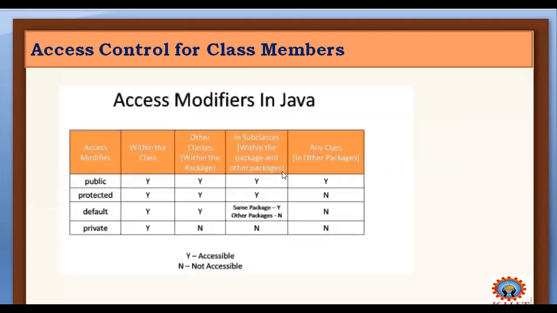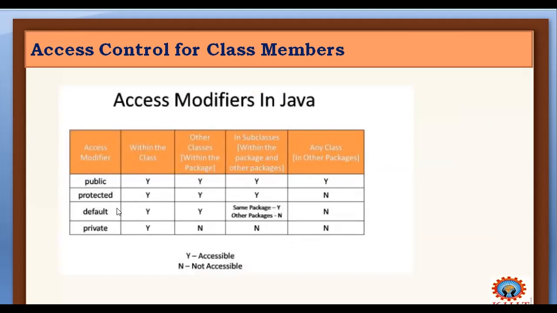Okay, see here, with the help of this diagram, I'm trying to show which class can be accessed. So public: within the class, yes, we can access. Other classes within the package, yes. Subclasses within that package and other packages, yes. Any class in other packages, yes, we can access. ఎవరన్నా సరే యాక్సెస్ చేసుకోవచ్చు.